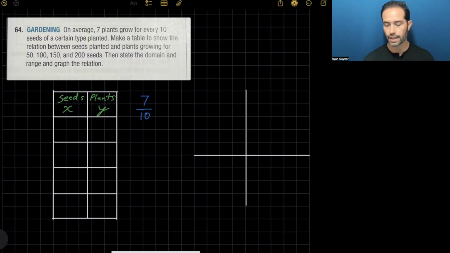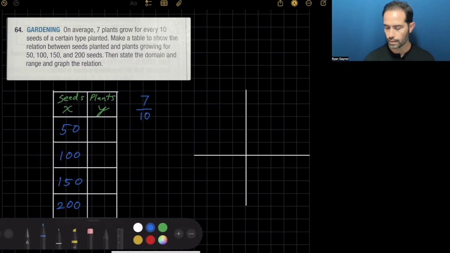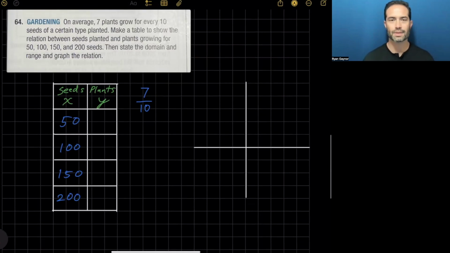All right, now they want us to make a table. We're gonna have 50 seeds, then 100 seeds, then 150 seeds, and then 200 seeds. Okay, so they want to know what happens at 50 seeds. Well, again, from our slope, this is our slope. We know that on average, 7 plants grow for every 10 seeds. So this is 7 plants, 10 seeds.